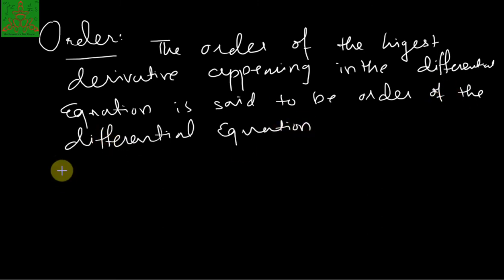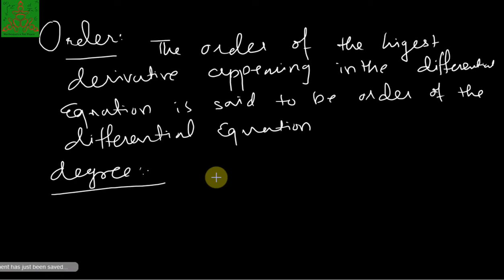The next definition is the degree of the differential equation. The degree of the differential equation is the highest degree, or you can say the power, of the highest order derivative when the derivatives are free from radicals. What do you mean by radicals? It means a root of a function. Then it is called the degree of the differential equation.